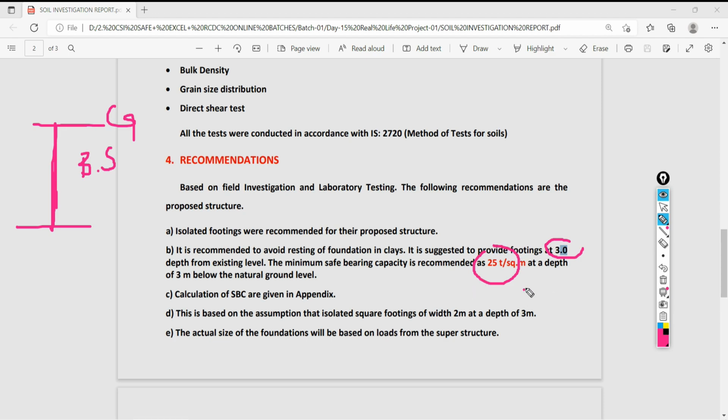Hello. 250, exactly. It is 250 kilonewton per meter square, the bearing capacity of your soil at a depth of 3 meter below the natural ground level. Understood? Yes, sir. Calculation of SBC is also given.